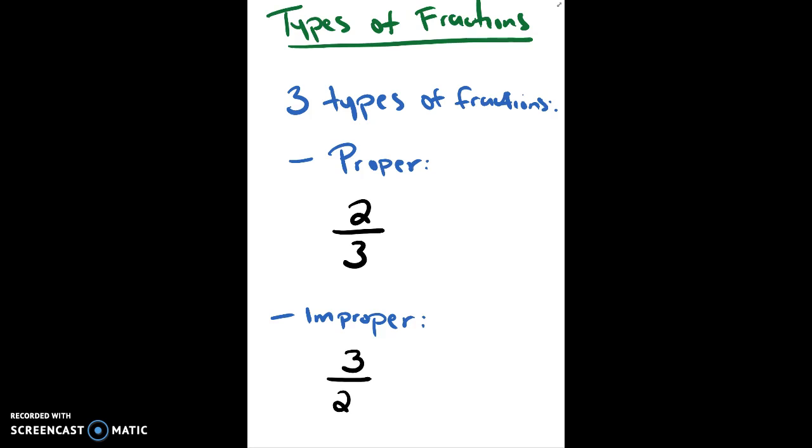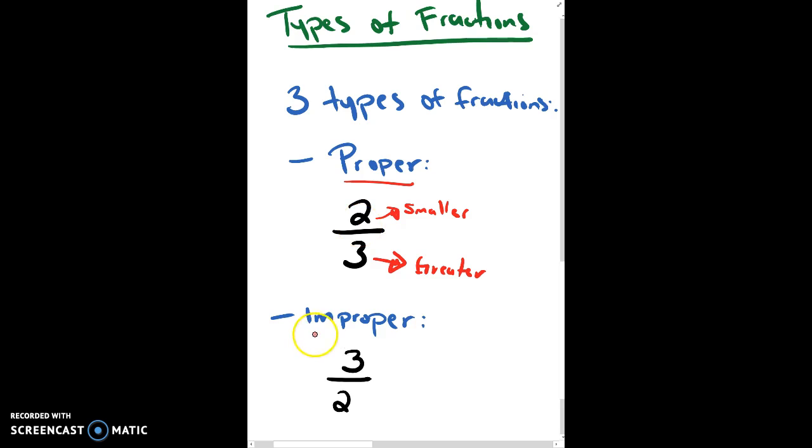So fractions. There are actually 3 types of fractions. There are proper fractions, where the number on top is smaller than the number on the bottom, or the number on the bottom is greater than the number on top. Okay, so we see this. This is the most common form of fractions. We see them more commonly on the GED test.